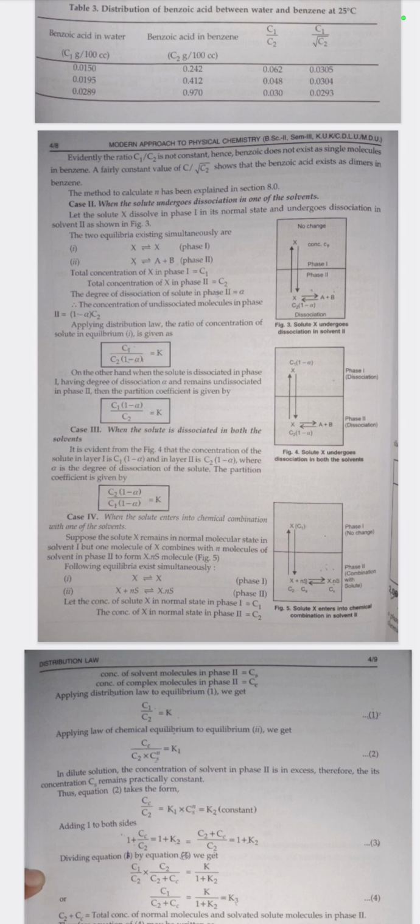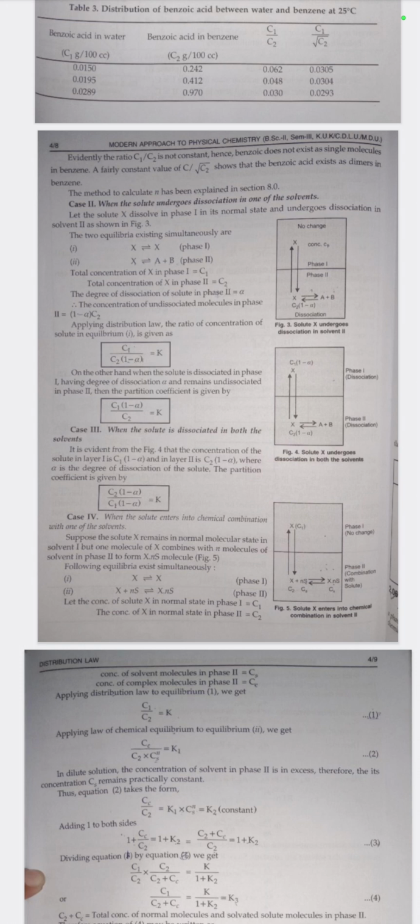Applying distribution law, the ratio of concentration of solute in equilibrium is given by C1 by C2 into 1 minus alpha is equal to K. On the other hand, when the solute is dissociated in phase 1 having degree of dissociation alpha and remains undissociated in phase 2, then the partition coefficient is given by C1 (1 minus alpha) by C2 is equal to K.